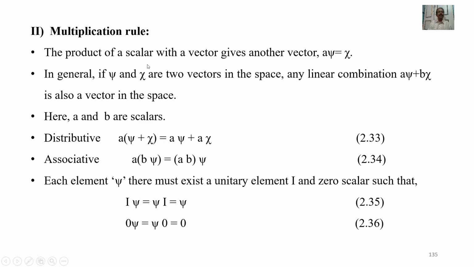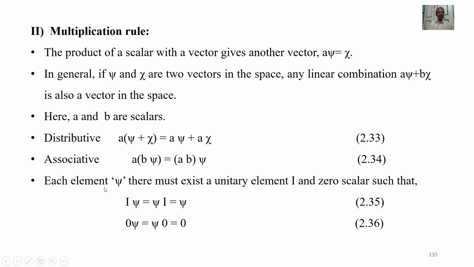Multiplication rule. The product of a scalar with a vector gives another vector, that is a psi is equal to chi. In general, if psi and chi are two vectors in the space, any linear combination a psi plus b chi is also a vector in the space. Here a and b are scalars. Distributive property: a multiplied by psi plus chi is equal to a psi plus a chi. Associative property: a b psi equals a b psi.